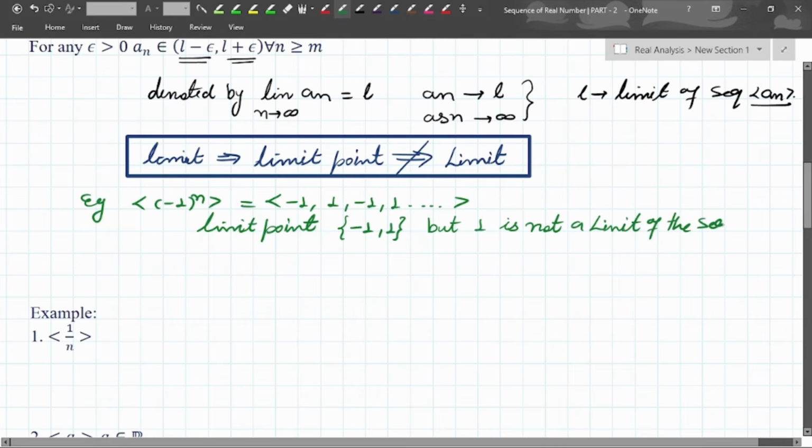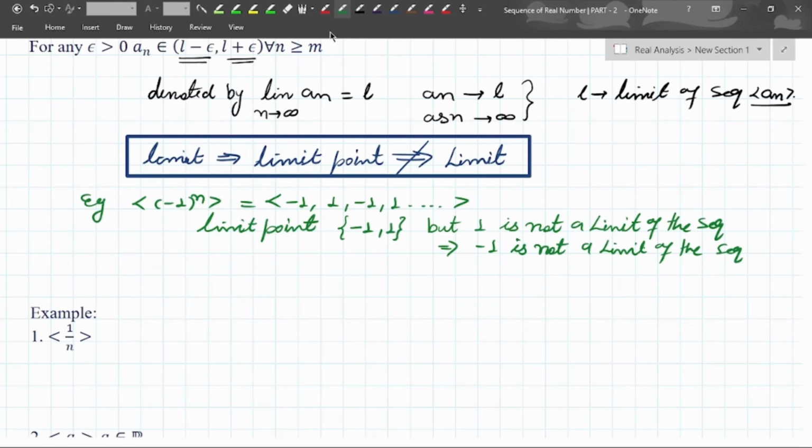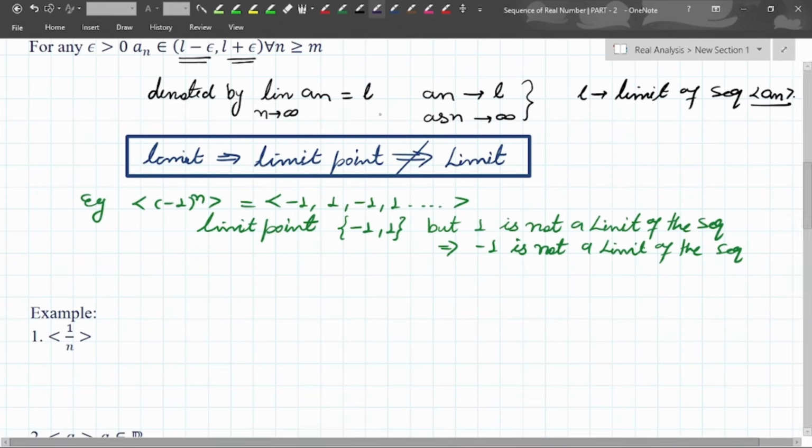of the sequence. Similarly, -1 is not a limit of the sequence. So this is what we have discussed. Here you can see a limit point is not a limit. Even though for this particular case, why are these both not the limit? Yes, these both are limit points, but why are these both not limits?